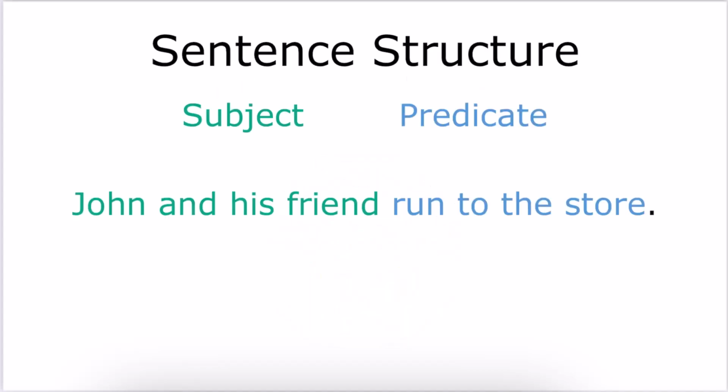So, first of all, I'd like to start by making an analogy to English sentences. In an English sentence, all sentences are split up into two parts. You have the subject of the sentence and the predicate of the sentence, where the subject describes what the sentence is about and the predicate describes what the subject is doing. So, John and his friend run to the store. In this case, John and his friend are the subject of the sentence, and the fact that they're running to the store is the information that's communicated in the predicate.